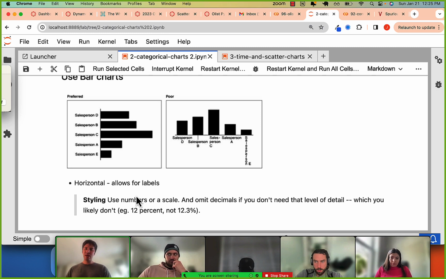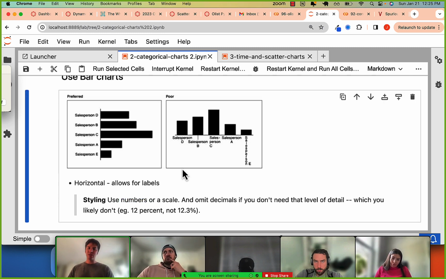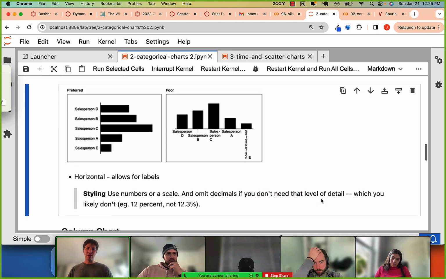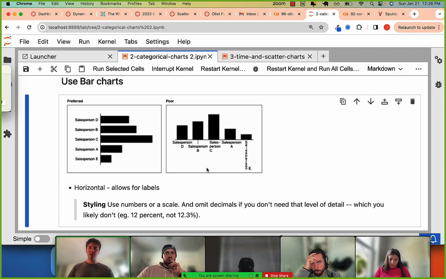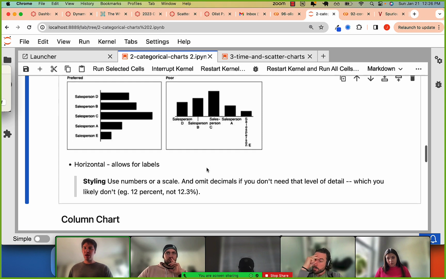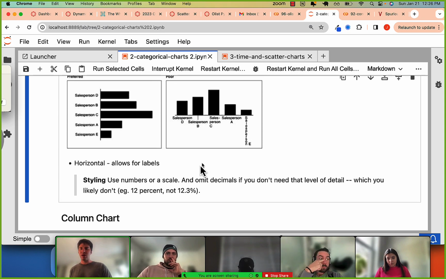The other thing I say is, use numbers or a scale. Don't use both. You just communicate one thing once. Omit decimals if you don't need that level of detail. Meaning, just put 12%. You don't need 12.3% unless it's significant, which it probably isn't. But like everything in your chart should have a purpose and should communicate something. You want to remove clutter in the charts. So just take some time thinking about, is it necessary or not.